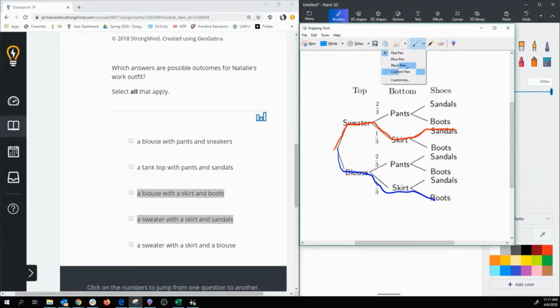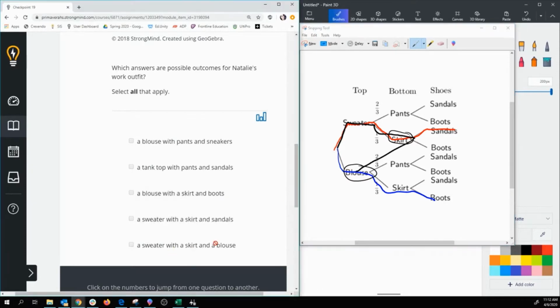If I were to start with a sweater and then go to skirt, I can't go to blouse, right? Because there's nothing connecting this skirt to this blouse. And she's also not wearing shoes here, so this isn't really an outfit if she's not wearing shoes with it. So this very bottom one, we also would not want to pick. So there are two right options for this question. We'd want to wear a blouse with a skirt and boots or a sweater with a skirt and sandals.